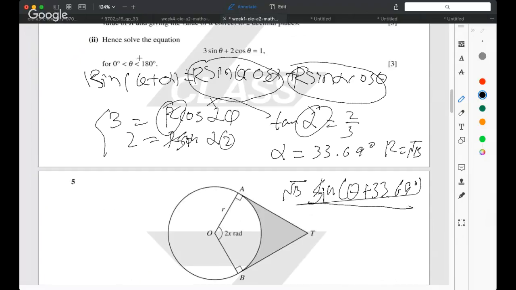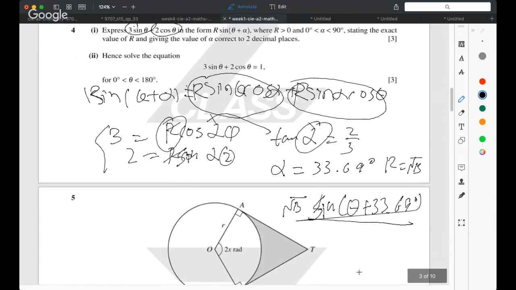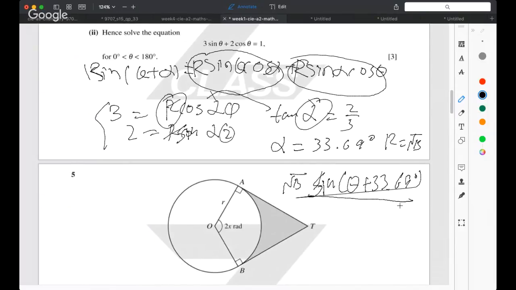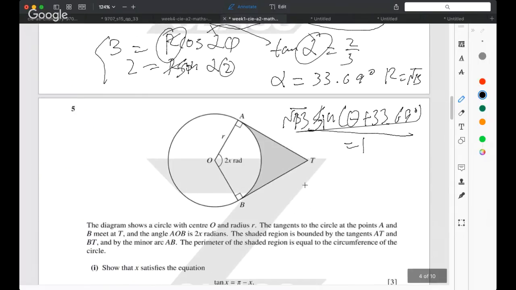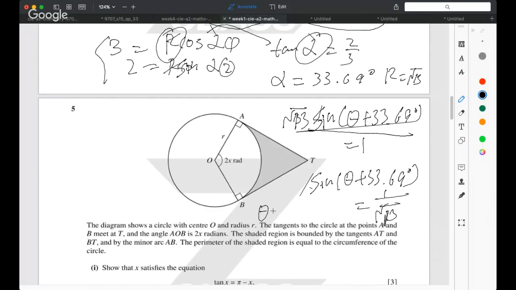So the next part of the question is to solve this equation. We already worked out that this is equal to this, so this is equal to 1. So sine of theta plus 33.69 degrees is equal to 1 over root 13. And so theta plus 33.69 is equal to the inverse sine of 1 over root 13, and you can calculate it from there.